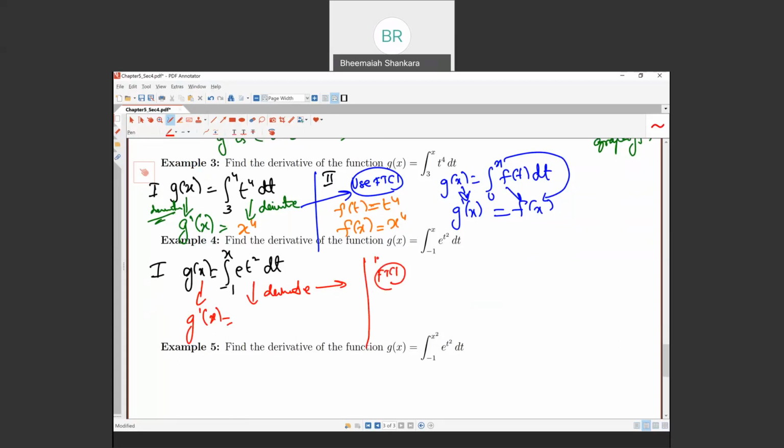This is my step 2. So I'm going to write g prime equals f of x. Identify your f of t, which is e to the t square. So calculate your f of x, e to the x square. So you have g prime of x equals e to the x square.